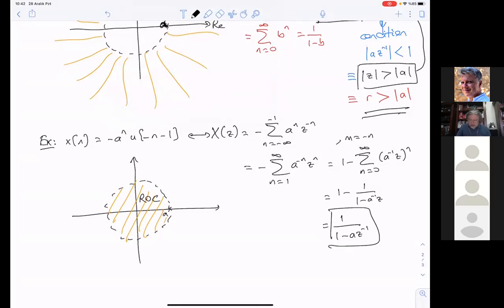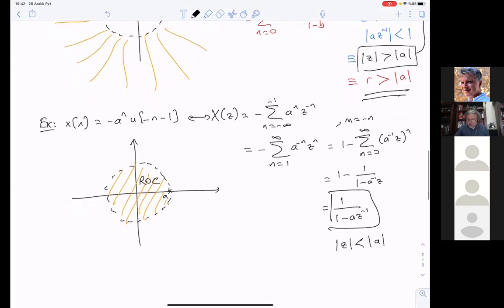What is the region of convergence then? It is the radius, which is the magnitude of Z, is this time less than the magnitude of A. This pole must be excluded. That's why I'm putting a dashed line here. It does not exist inside the set. It's excluded from the set, both at the top and at the bottom.